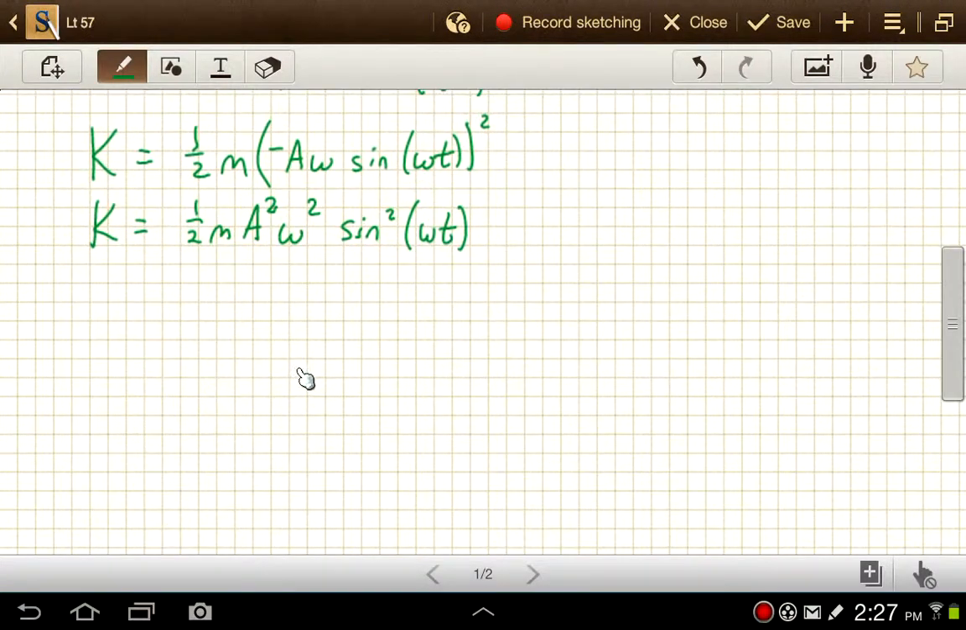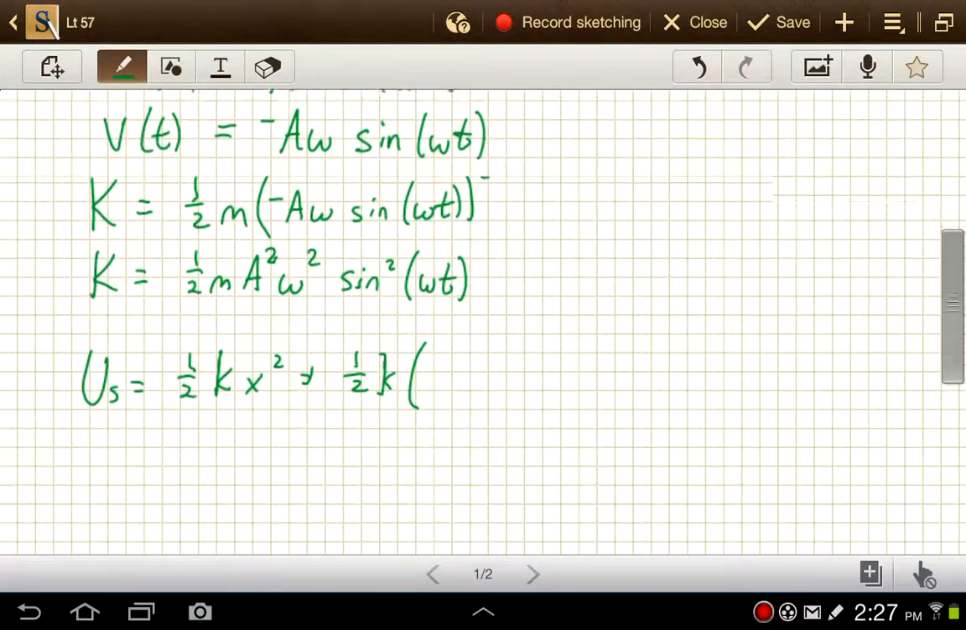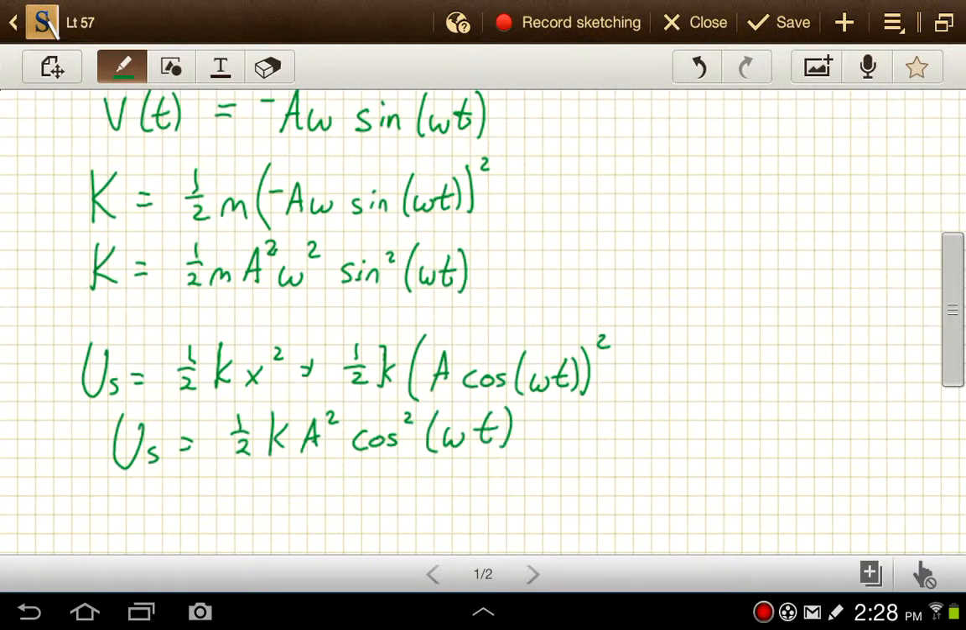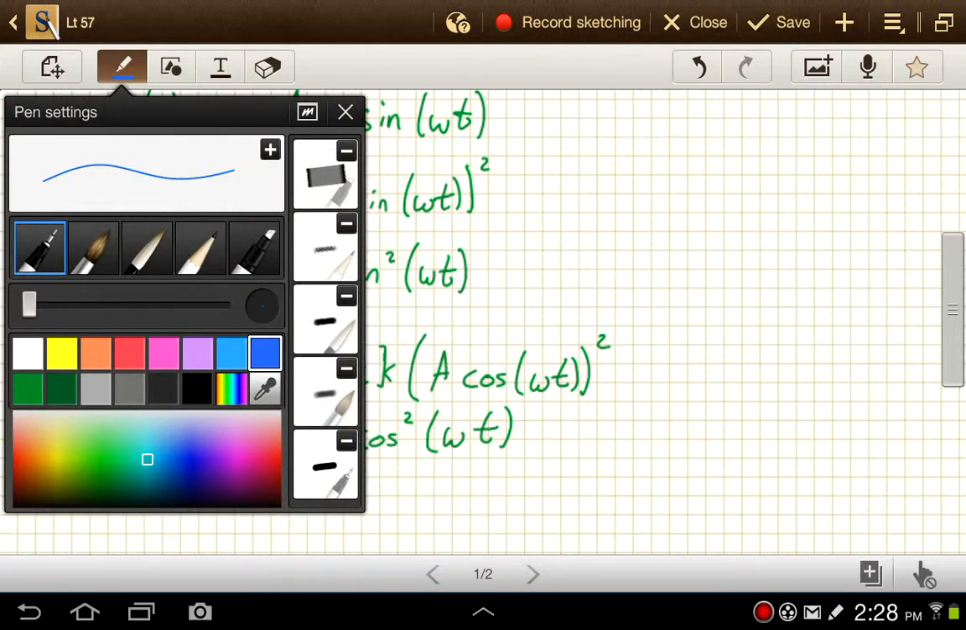And then U_s, the spring energy, is 1/2 times k x squared, which would be 1/2 times, it's a lowercase k, there we go, k times a cosine of omega t. And that gets squared, so U_s is going to be equal to 1/2 k a squared cosine squared of omega t. And then we'll pull in another equation here.